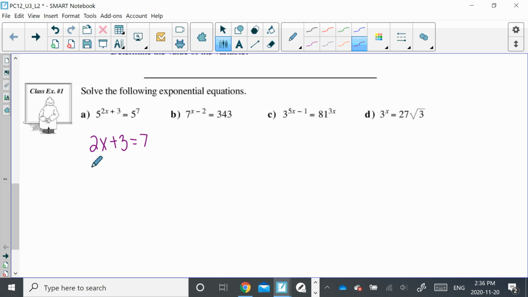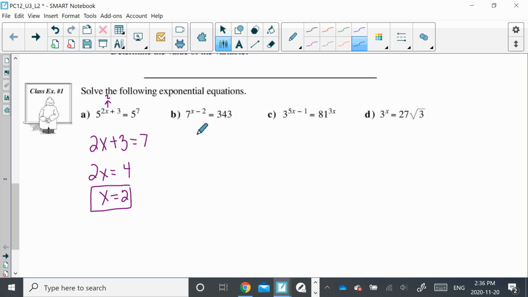Subtract 3 from both sides. 2x is equal to 4, divide by 2, and we get x is equal to 2. How we can verify that we're correct is I'm going to put a 2 here. So 2 times 2, because it's 2x, so 2 times 2 is 4 plus 3 is 7. 5 to the power of 7 is going to equal 5 to the power of 7. Left-hand side equals right-hand side.